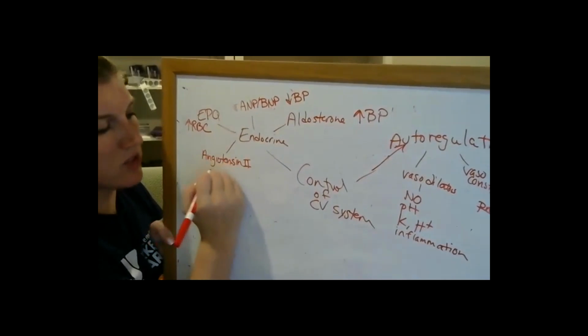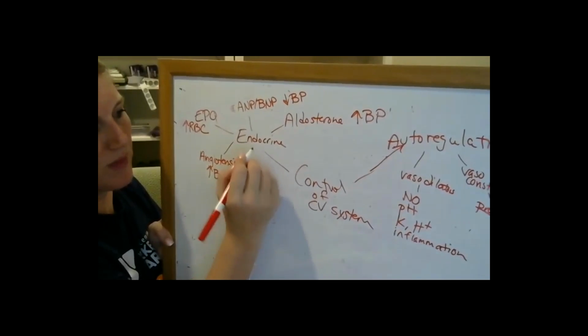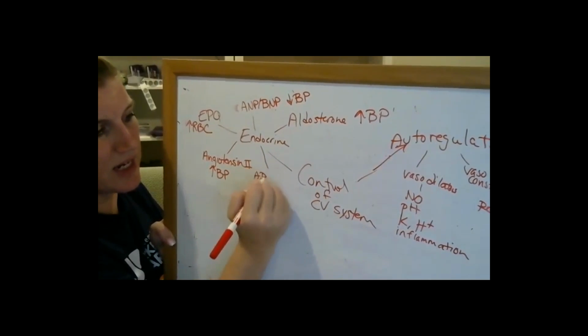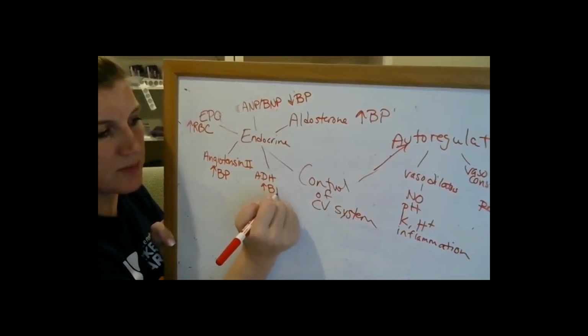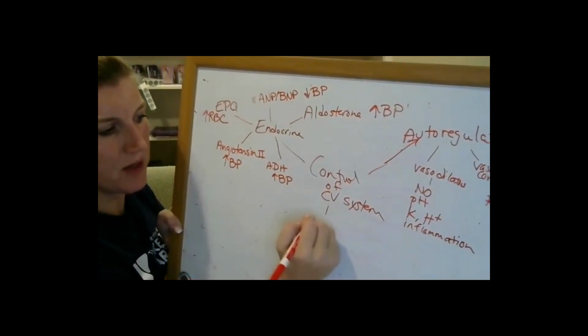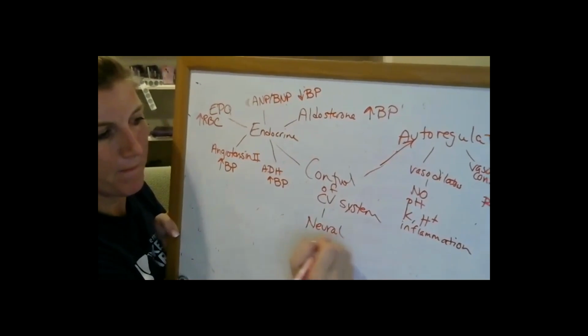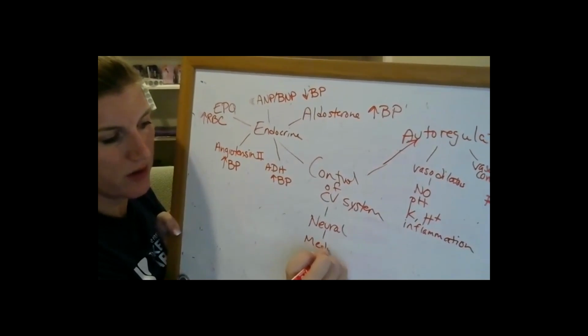Angiotensin II works to increase blood pressure. And finally, ADH, antidiuretic hormone, also works to increase blood pressure. Finally, we have neural control. This is all done through the medulla oblongata.